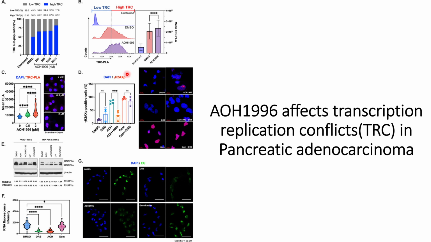So I want to correct myself: the pink signals here are not transcription replication conflict, but represent DNA damage, which is shown by the staining of gamma H2AX, a dye that binds to and shows the DNA damage. Whenever there is DNA damage, H2AX undergoes phosphorylation and gives signals.